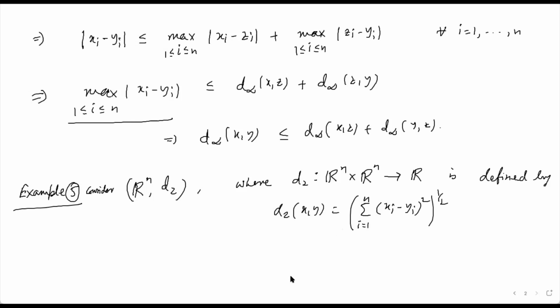So again here it is easy to check non-negativity of d2 or positive definiteness of d2 and commutativity of d2. Namely, let us check: (xi minus yi) square is always greater than or equal to 0, and therefore the summation of this over i equal to 1 to n is always greater than or equal to 0, and now the whole power half is greater than or equal to 0.